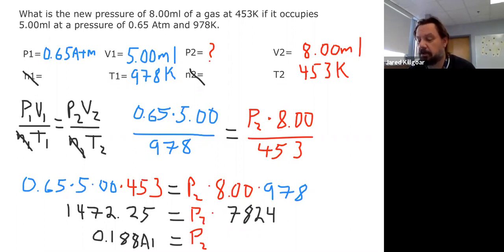atmospheres. Now, I know it's the unit atmospheres because I can look up here and see my initial pressure is in atmospheres. So all the other units will cancel out and I'll be left with the unit atmospheres. So I hope this helps, guys, and I will go through another one.